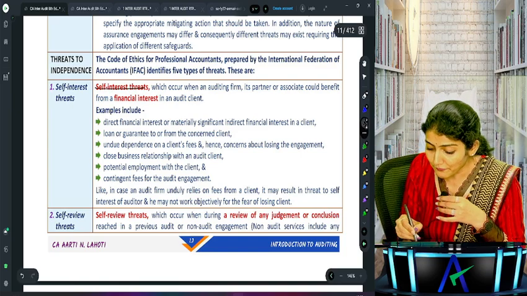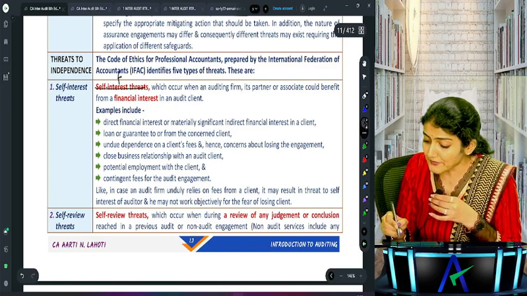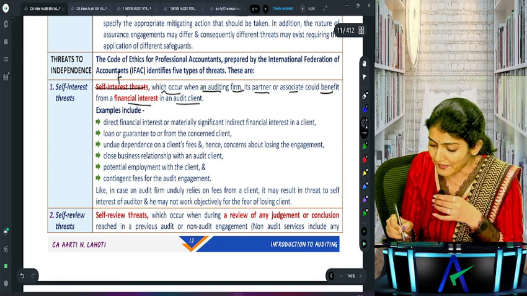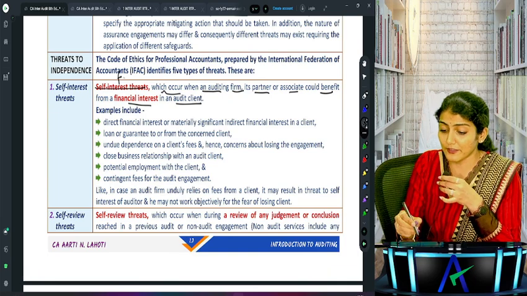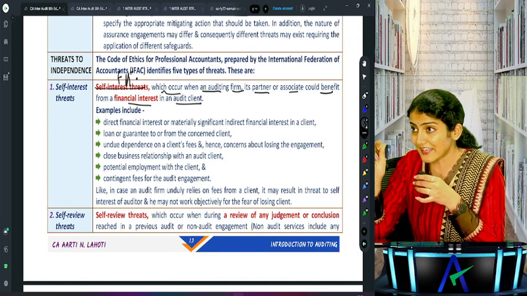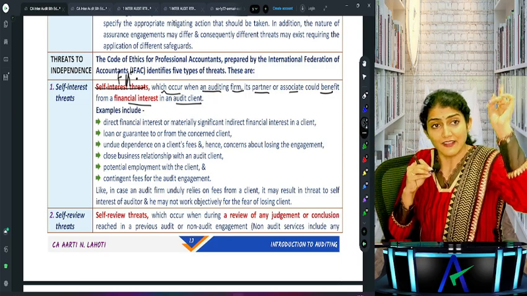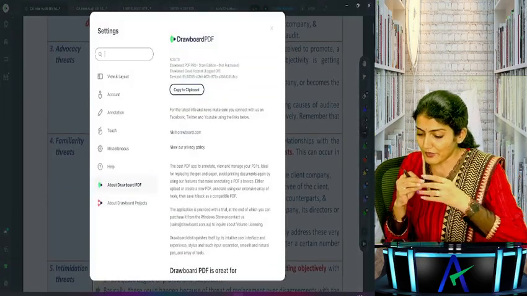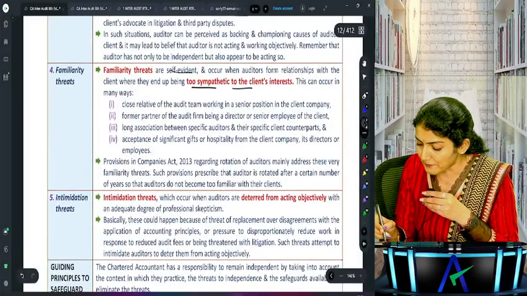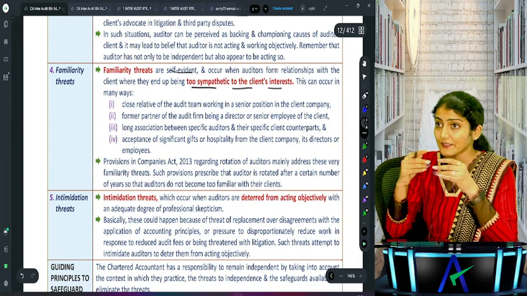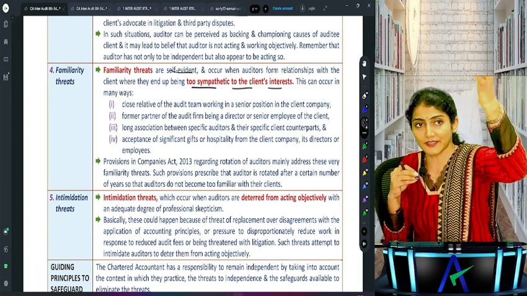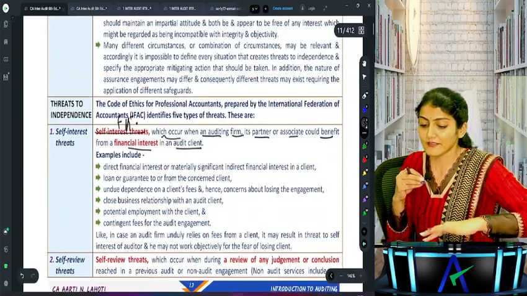Like what they will write: familiarity threat occurs when an auditing firm, its partner or associate, could benefit from a financial interest in an audit client. What they've written is familiarity threat. So what do you write down in the answer? Incorrect, that is not familiarity threat, that is the self-interest threat. And in the other part of your answer, you also write: familiarity threat is when you are too sympathetic to the client's interest. They do the wrong pairing, taking the name of familiarity threat and writing the definition of the self-interest threat.